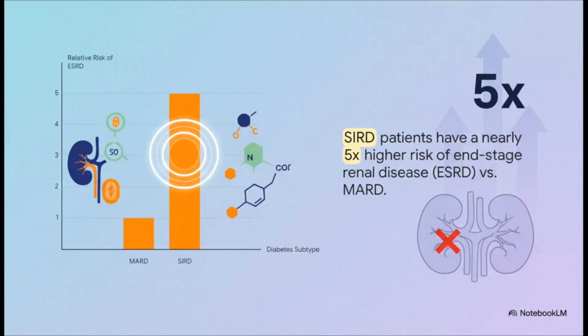Now let's flip over to the SIRD group. Compared to the mildest MARD subtype, patients with severe insulin-resistant diabetes have a nearly 5-fold increased risk of developing end-stage renal disease. That is a massive elevation in risk, and it's driven by insulin resistance, not just hyperglycemia.